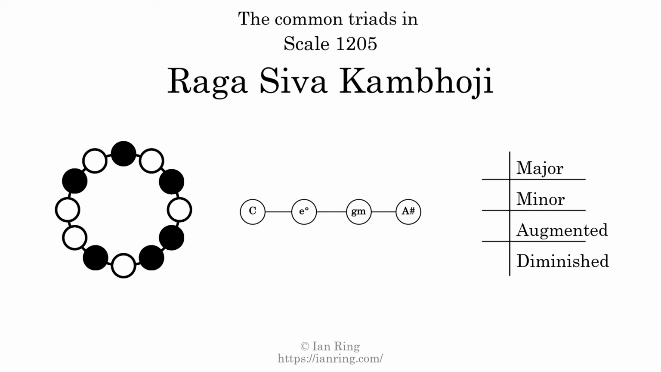The diagram in the center is a graph of parsimonious voice leading between triads. There are 2 major triads. There is one minor triad. There are no augmented triads. There is one diminished triad. Here is a Hamiltonian path of parsimonious voice leading that uses all the triads.